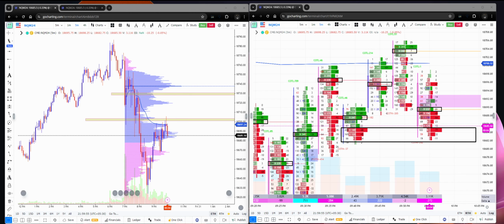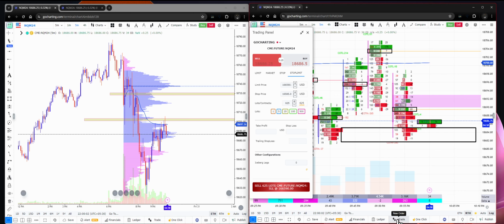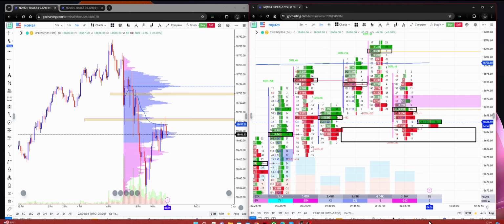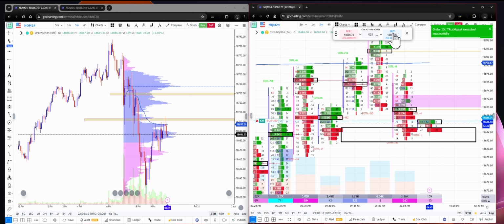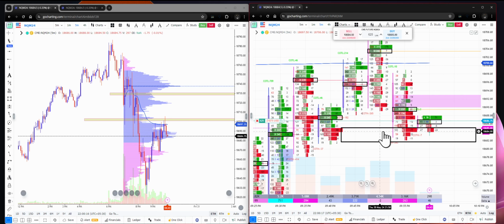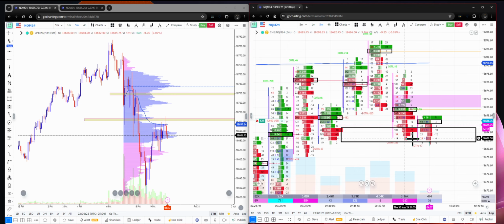So let me see if we can get the buy and the sell over here. Where is the trade? Let's see if we can get the sim mode on and try a buy trade here. I don't know why it is not showing. Maybe next time I'll get the sim mode on, we can practice it. You can also practice on the sim mode if you're new to this.